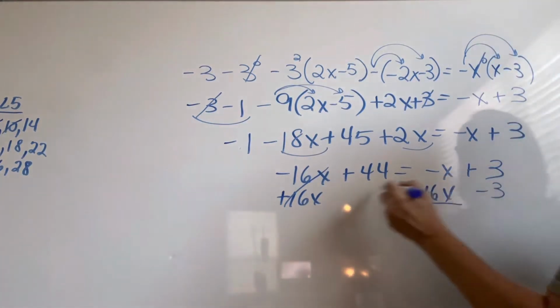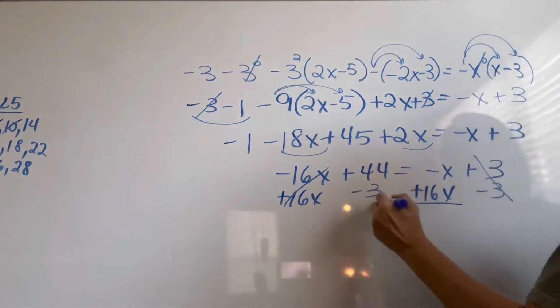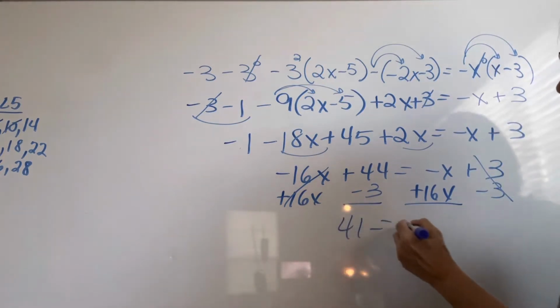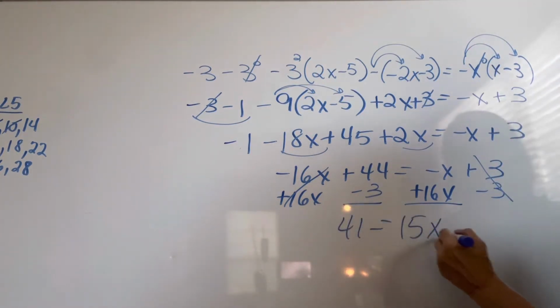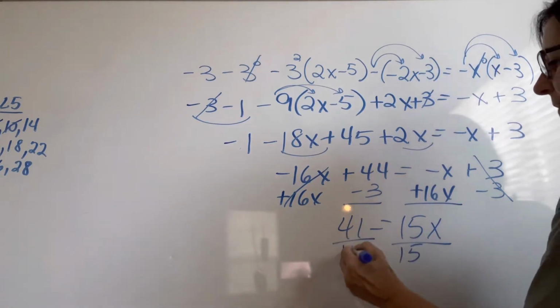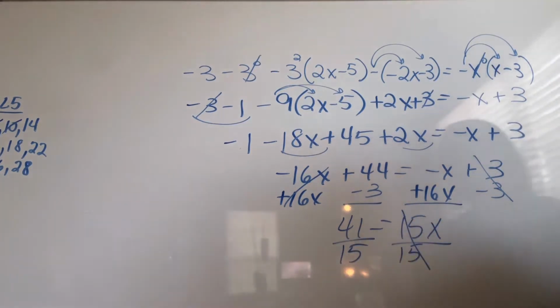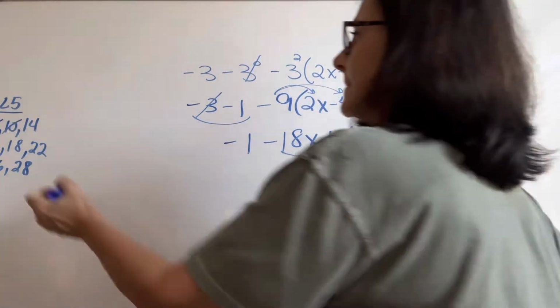And we'll subtract 3 on both sides. So 41 equals 15x. Divide both sides by 15. I think you cannot simplify 41 over 15.